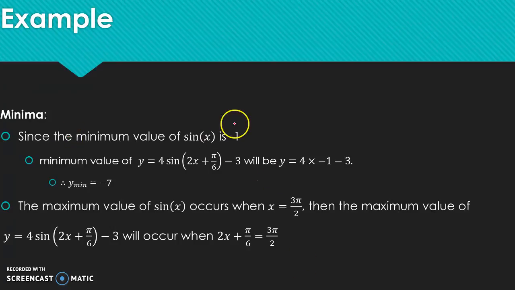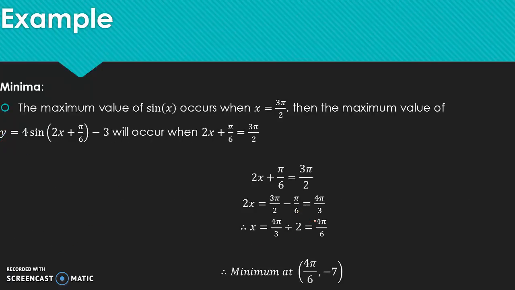Likewise with the minima, the minimum value of sine x is negative 1. 4 times negative 1 minus 3 gives us a minimum of negative 7. Maximum, that should be a minimum, sorry. Minimum values occur at 3π over 2. So I equate what's inside these brackets to 3π over 2, and I solve for x. And so I get my minimum value is going to be at 4π over 6 and negative 7.